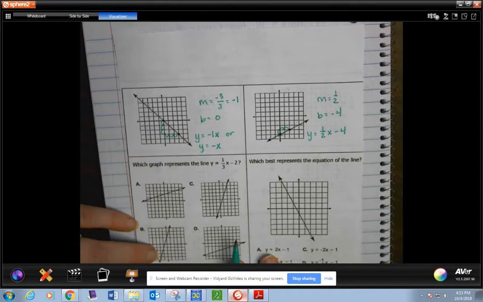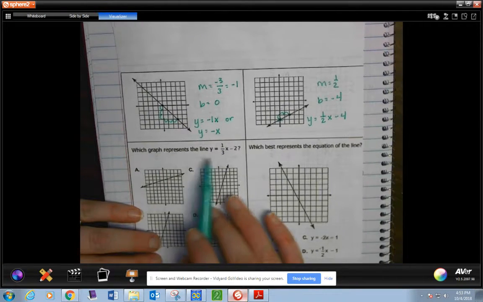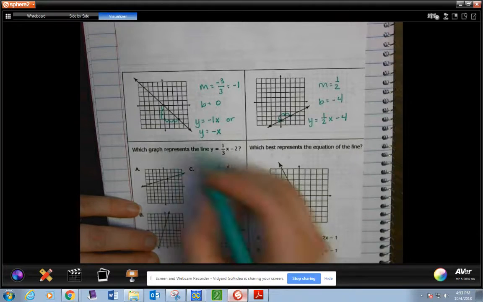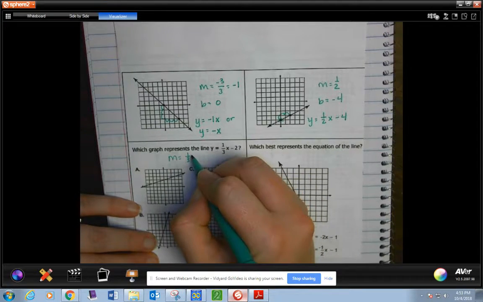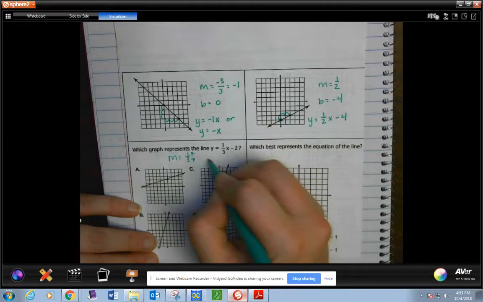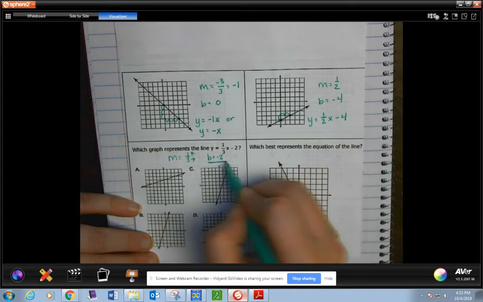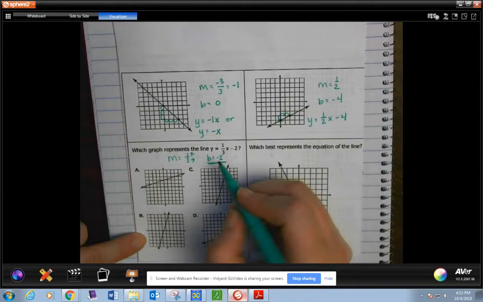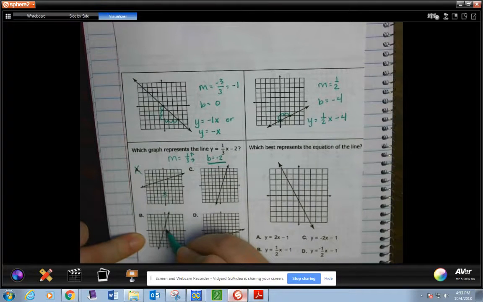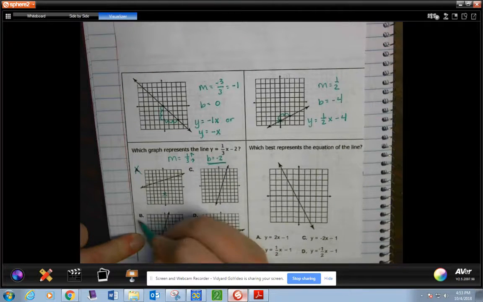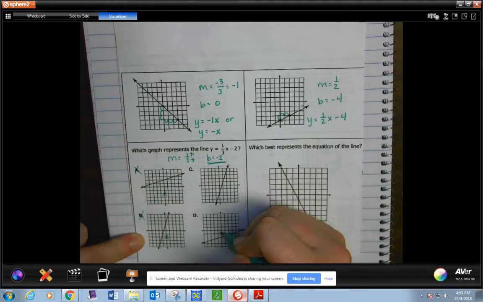Okay, for the next 2 examples, these are just multiple choice. You're going to see something similar to this. Which graph represents the line of 1/3 x minus 2? Well, it helps to know that your slope is 1/3, which means you're going up 1 and right 3, and that your y-intercept is -2. So this is the easiest thing to look for. You're looking for a graph that starts at down 2. Well, A does not start at down 2. B does not start at down 2. C does start at down 2, and so does D.